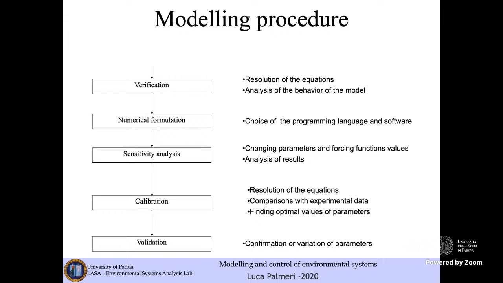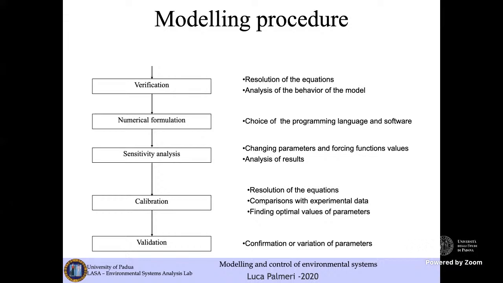So during sensitivity analysis, what you do is try to understand and sort out which are the parameters or the sub-models that are more relevant in terms of producing the final output of your model. Once you have a sensitivity analysis, then you are ready to calibrate. Calibrating a model means solving the equation and comparing the results of your model with experimental data and trying to find optimal values of the parameters.